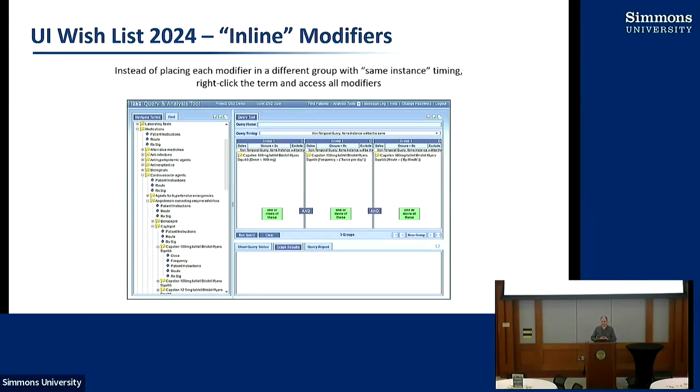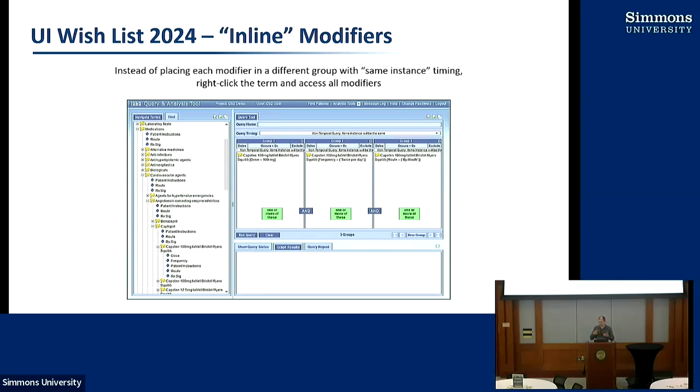Another pain point for i2b2 over the years has been modifiers. We showed an example in the new UI of how we can drag different attributes of a medication into different query groups and then link them to the same instance or same encounter query timing. But that's not intuitive to users. They want to do something more like a laboratory test, where you drag the concept over and just right-click it and put in all the options that you want, as opposed to having to build out this more complicated query.